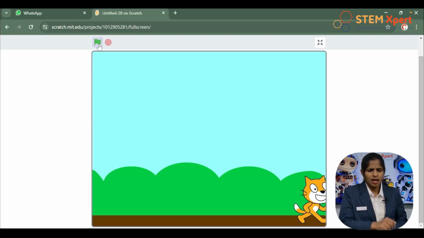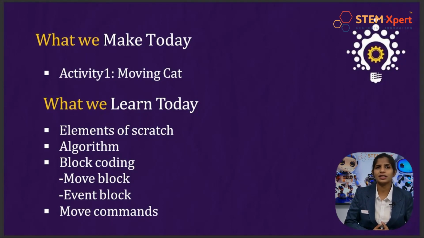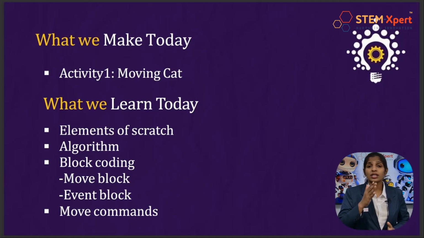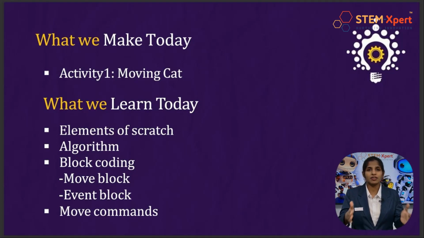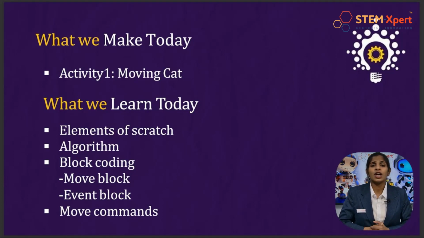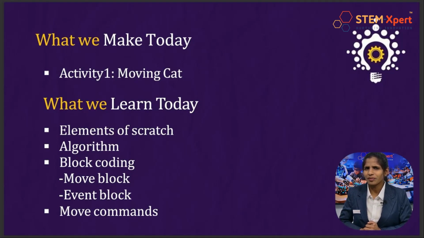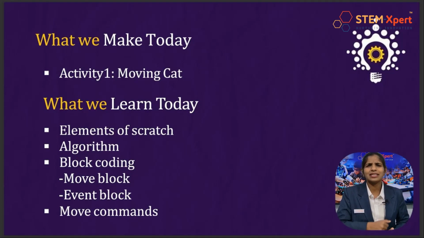Okay, but before getting on to the animation, you will have to be aware of some coding concepts, right? Yes. So from this session, you will be learning what is algorithm and coding, and along with that, you will learn coding concepts like move block and event block, and using these concepts, you will make an animation on a moving cat using move commands. Have you heard these topics before? No? Is it the first time? Yes, so no problem, we will explore it together in this session. So come, let's see one by one.